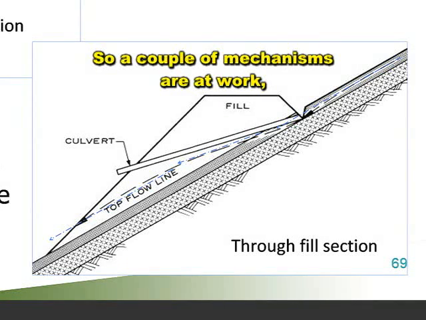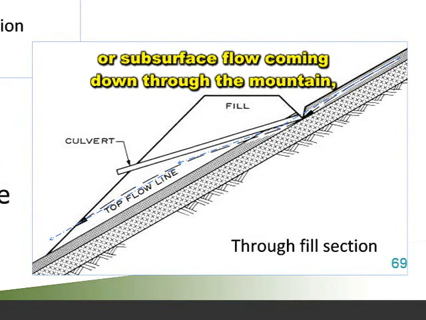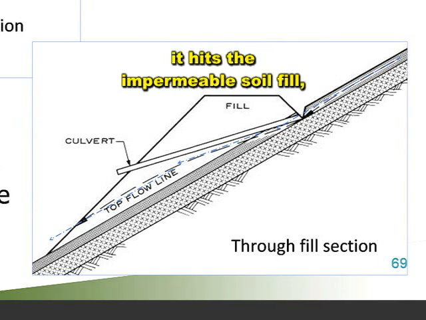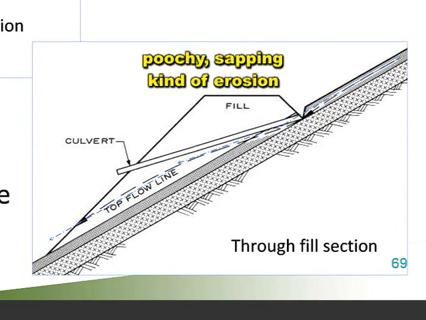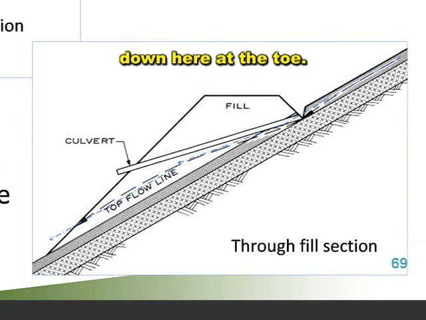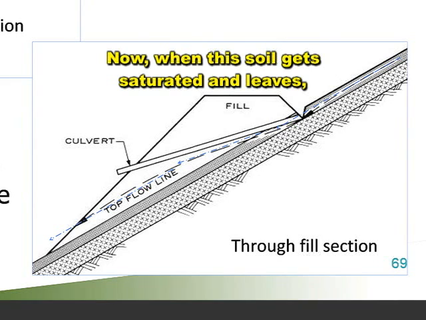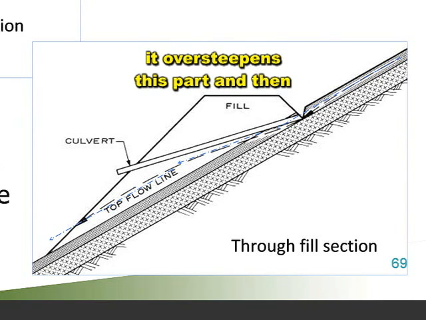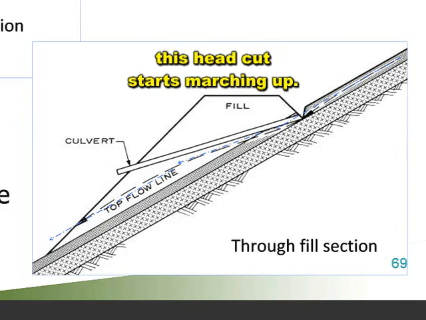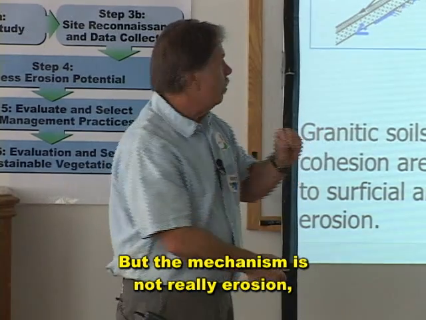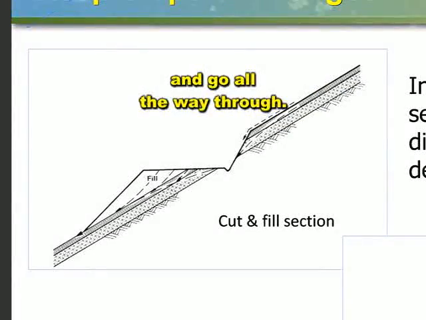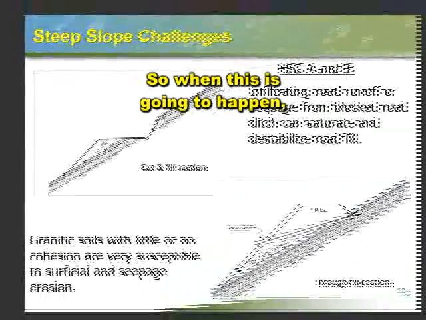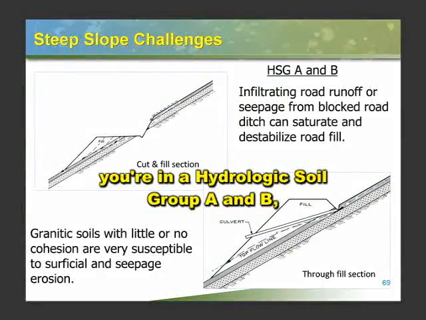So a couple of mechanisms are at work. There could be overland flow or subsurface flow coming down through the mountain. It hits the impermeable soil fill and it finds its way through. And then we come up with this poochy, sapping kind of erosion down here at the toe. Now when this soil gets saturated and leaves, it oversteepens this part, and then this head cut starts marching up. But the mechanism is not really erosion. I want to point that out. Or also, the water can come down this way and go all the way through. So when this is going to happen, you're in a hydrologic soil group A and B.